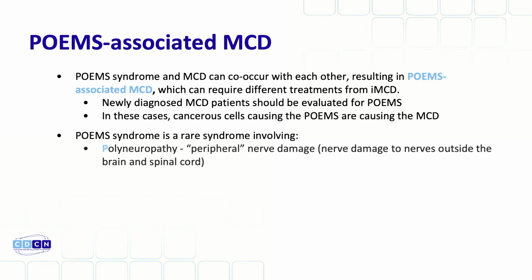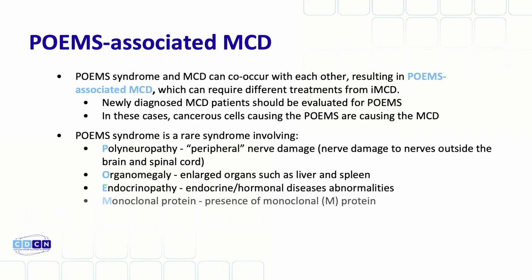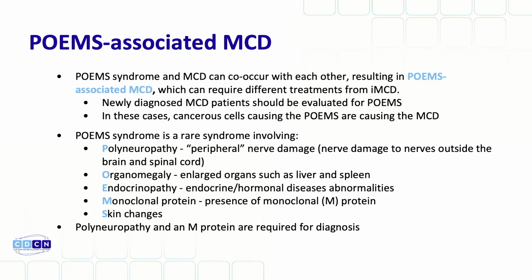So POEMS involves polyneuropathy, meaning your peripheral nerves can have loss of sensation, that's sensory neuropathy, or loss of ability to move, which is motor neuropathy. Again, organomegaly, like you see in TAFRO, endocrinopathy, endocrine challenges, monoclonal protein, and skin changes.